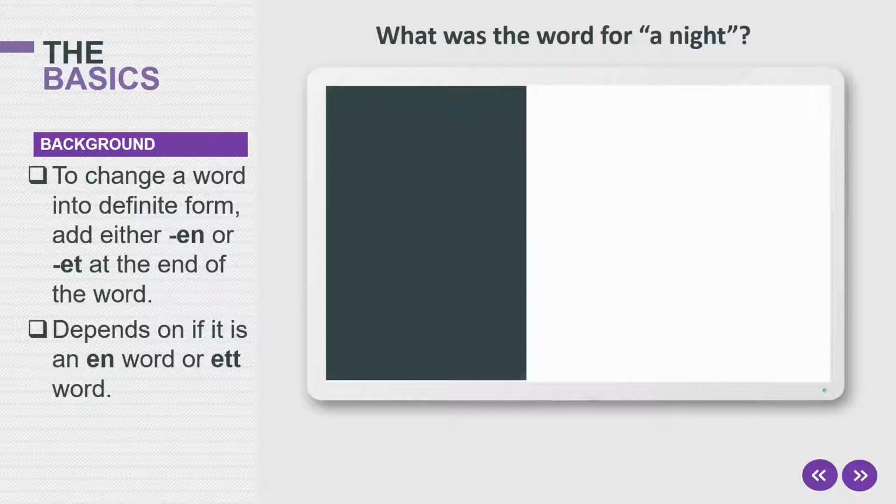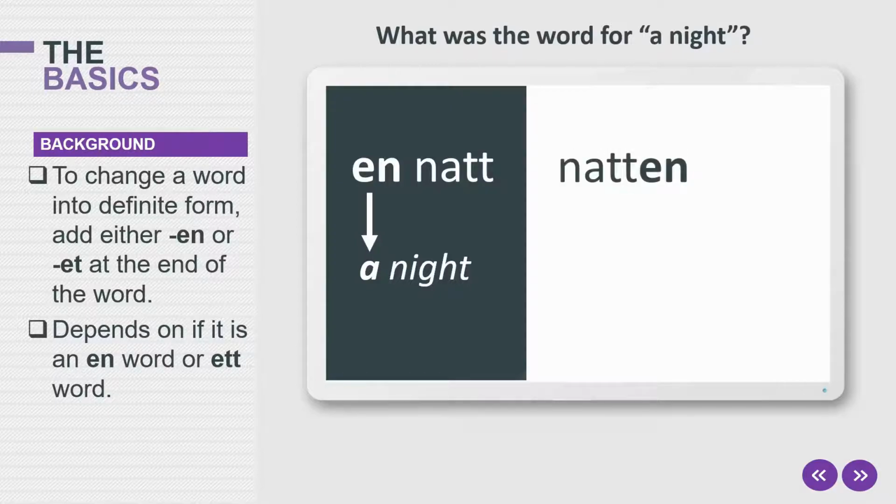Okay, so let's look at a different example. This time we're looking at en. So en natt. That's a night. How do you think you would say the night in Swedish? If ett hus became huset, how do you think natt would change if it starts with en? Natten. So you just add on the en in the end, and you get the night.